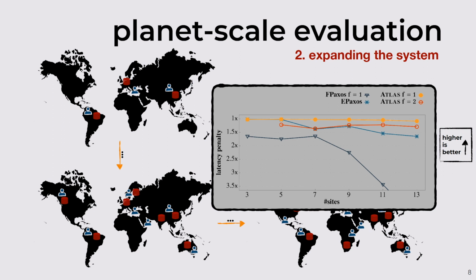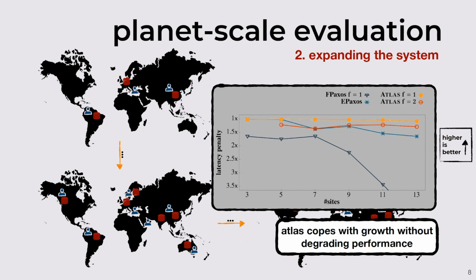In contrast, Atlas is able to cope with the growth without degrading performance. Client perceived latency is within 4% of the optimum with f equals 1 and within 26% with f equals 2.